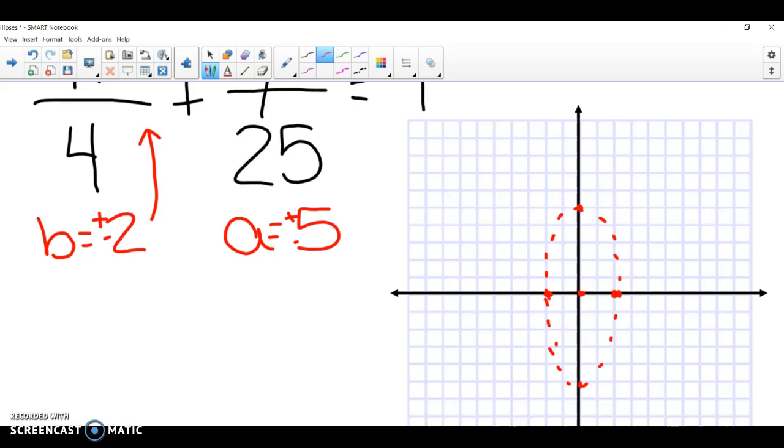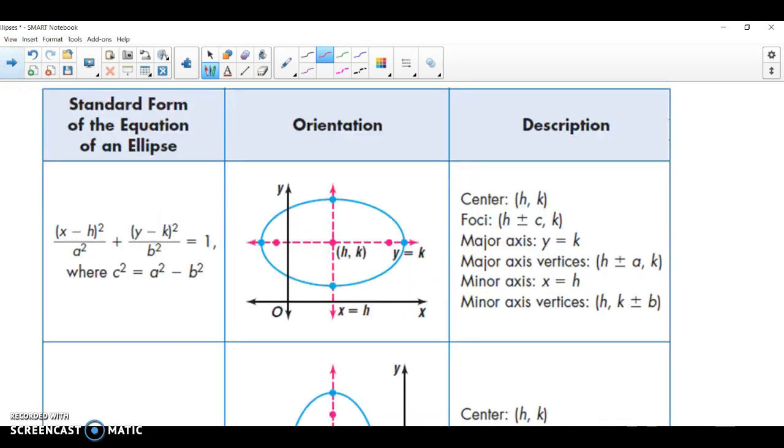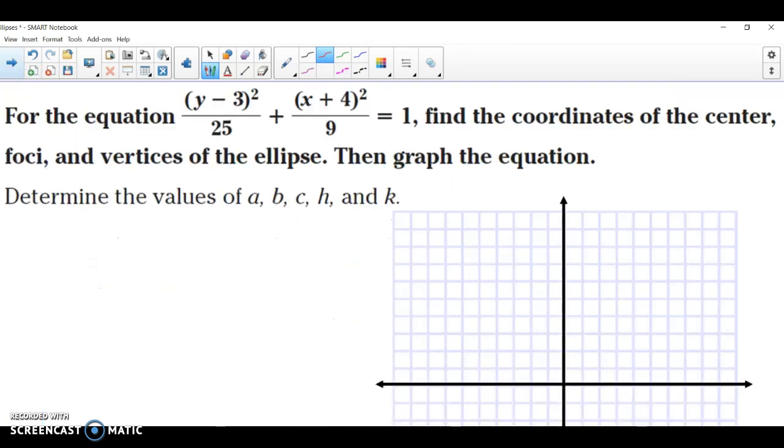Okay, let me see if I can find a translation on here. That's the textbook version of that if you want to read that. We're going to talk about C later. That's going to be something called the focus. We'll talk about that on another day. We're not going to worry about that right now.